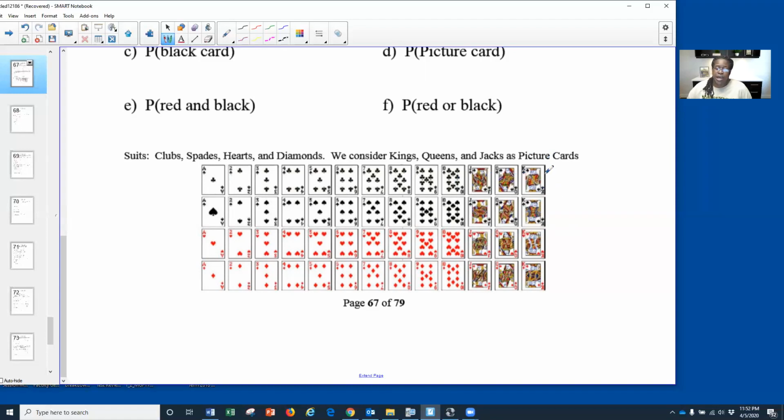You'll see that you have 2 suits that are black and 2 suits that are red. So they'll give you problems that ask you about their color. They'll ask about the picture cards. They'll ask about the number of the cards. It'll ask you different variations. So if you don't remember, don't freak out. You'll have this with you on the test.